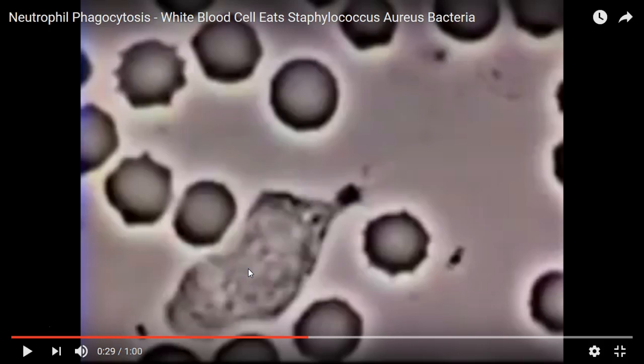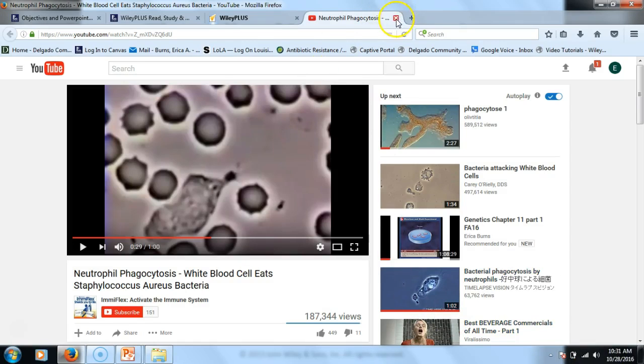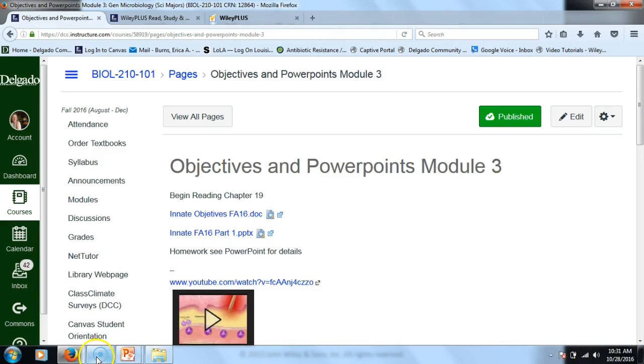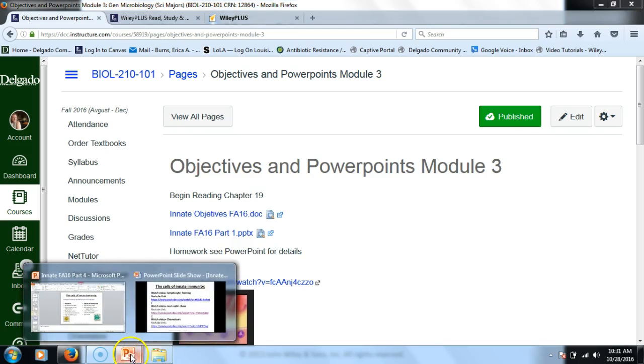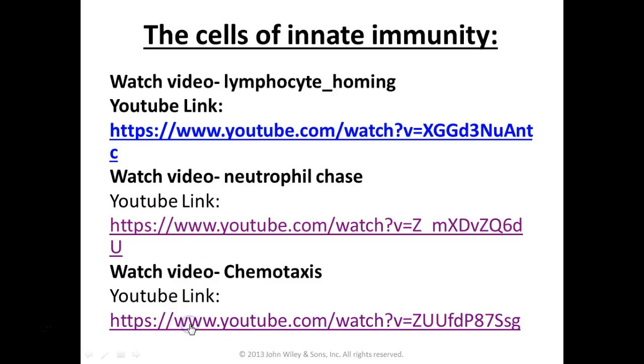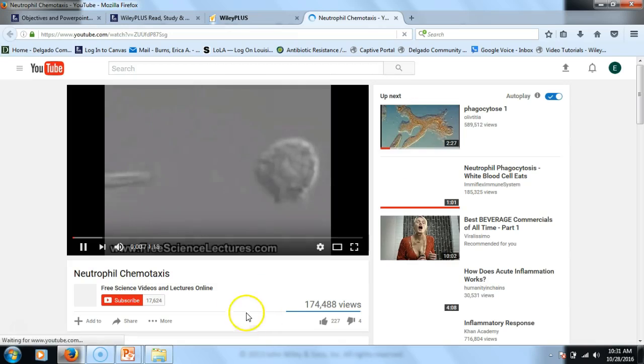But eventually, right, he catches up with it and engulfs it. So the last one, which is another short one, again, I think really helps drive home the point that those neutrophils know where to go.